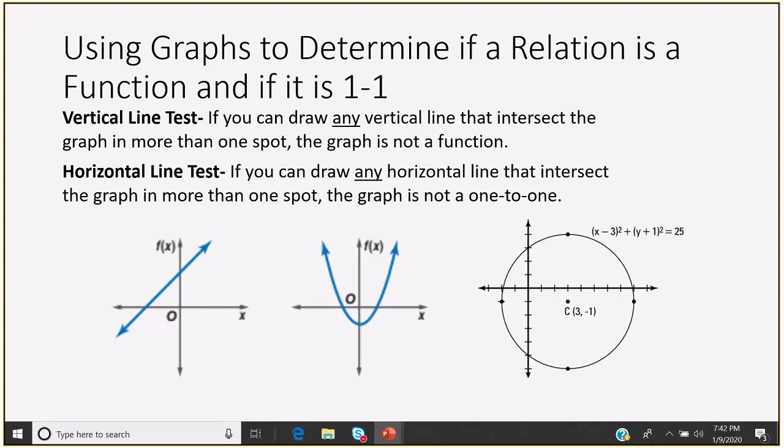And how the tests work is, for the vertical line test, we'll focus on that one first, if you can draw any vertical line that would intersect your graph in more than one spot, the graph is not a function. So with these tests, you're trying to prove something is not a function. And very similar, horizontal line test: if you can draw any horizontal line on your graph and it intersects your function in more than one spot, then it is not one-to-one.